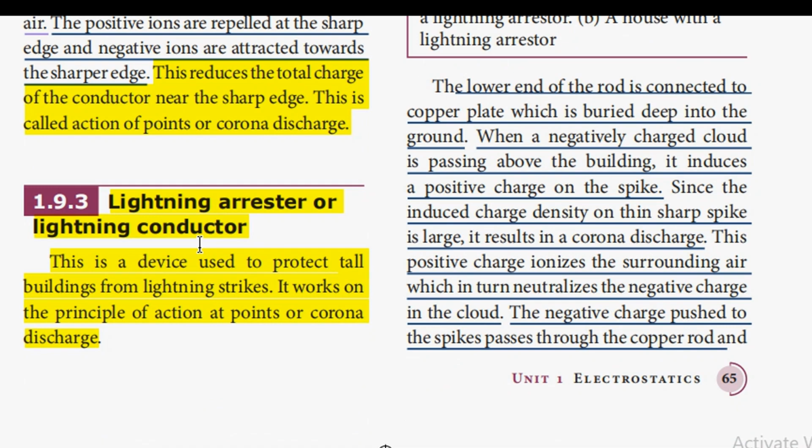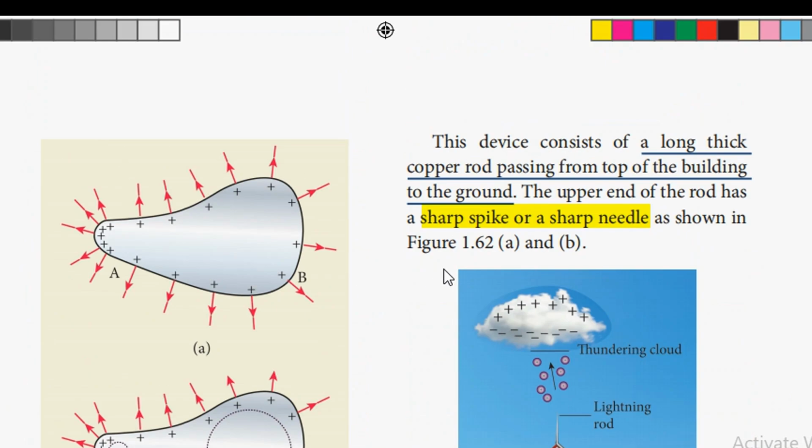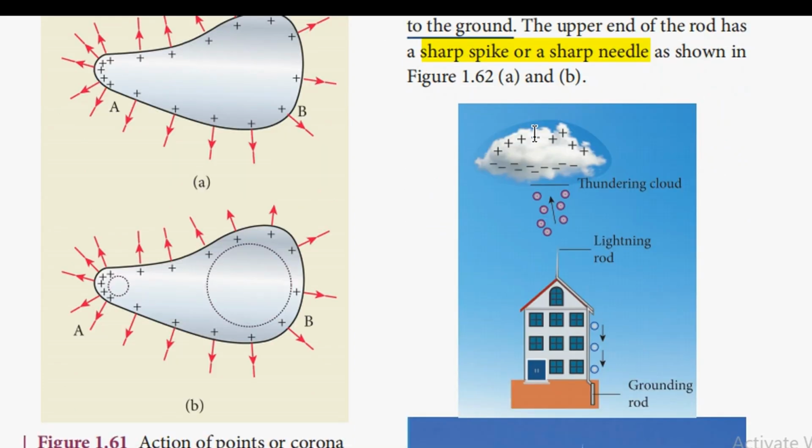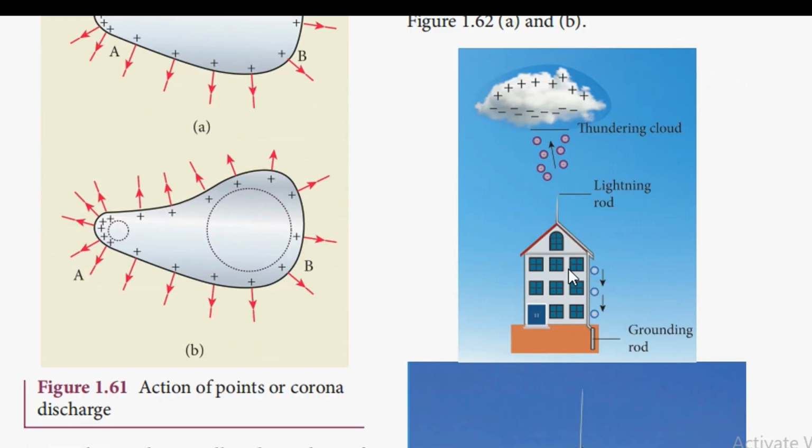So what is a lightning conductor? It is a device used to protect tall buildings from lightning strikes. It works on the principle of action at points or corona discharge. The device consists of a long thick copper rod passing from the top of the building to the ground. The upper end of the rod has a sharp spike or sharp needle as shown in these diagrams A and B.